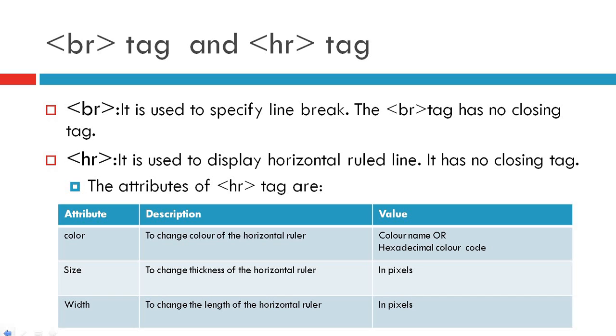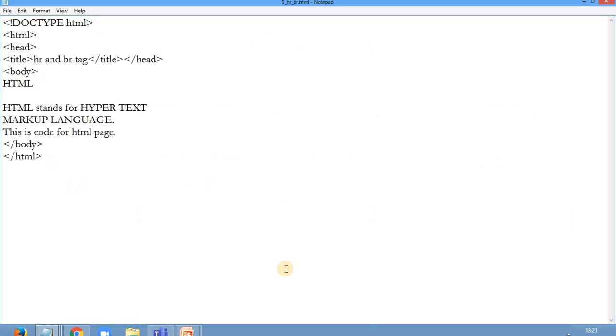Let us understand these two tags in a program. This is the simple program. In this program, BR and HR are not used till now. We are going to use it later. The first statement is doctype HTML. As we are using HTML5, the first statement is always going to be doctype HTML. Then the page starts with HTML, head. Inside the head, we have a title tag. The title over here is HR and BR tag. After the title, head section closes and body section starts.